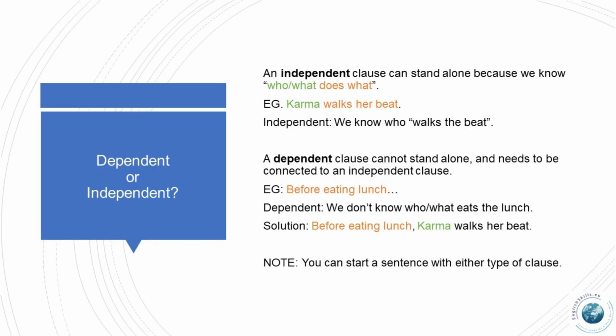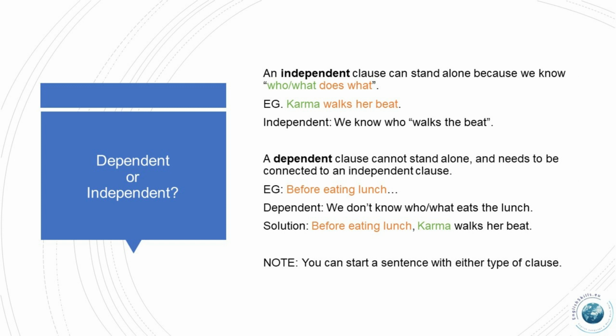An independent clause can stand alone because we know who or what does what. Now, pause, think about this. We know who or what does what. For example, Karma walks her beat. This is an independent clause. It's a complete idea. We know who walks the beat. So what is done is walking the beat, if you like, and we know who does it. It's a complete independent idea. This clause can stand by itself.